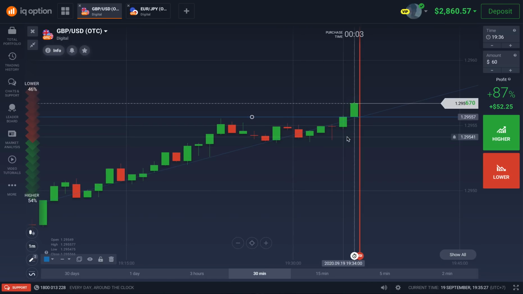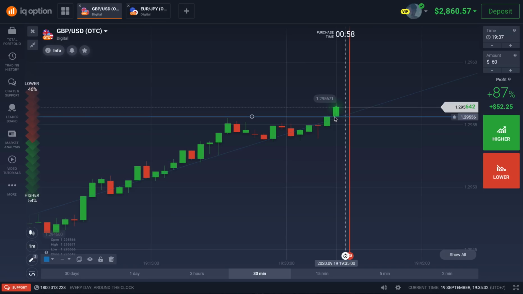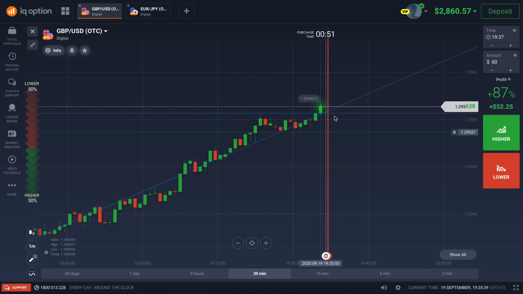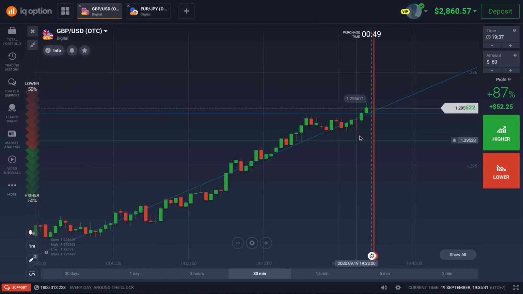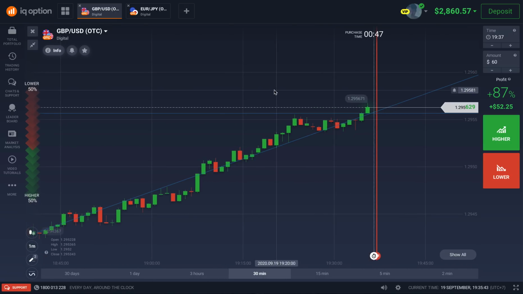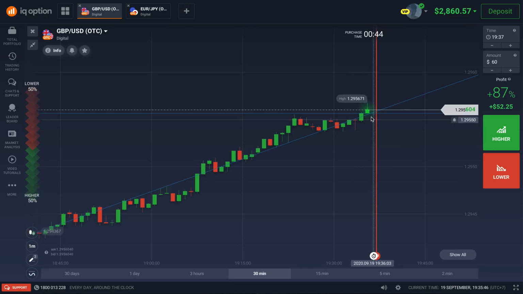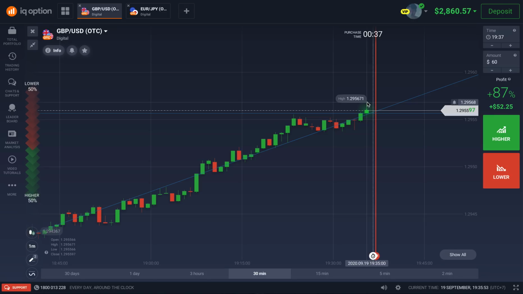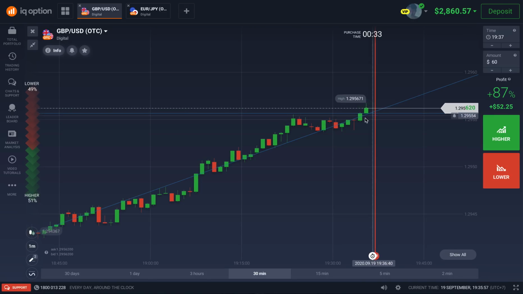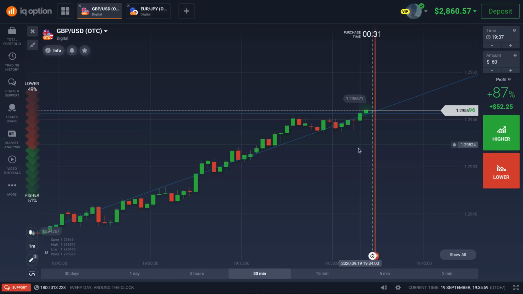Okay, so while we are talking, we missed our opportunity here, because it has already broken the resistance level. Where I should go is this line right here, but now it's going too high, so I'm not going to go bullish at this point. It fell back a little, but it created a high of 129.5671. This is the highest it has gone.